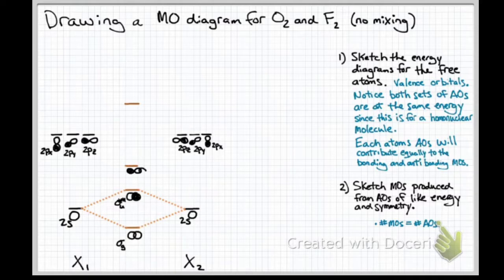Next we have head-on overlap of our two pz orbitals. The bonding looks like this. So that'll be a sigma bonding orbital. And then the antibonding orbital, subtraction of those two orbitals, like so, produces the sigma antibonding orbital from the two pz overlaps. And there's the dotted lines to show where those MOs came from.